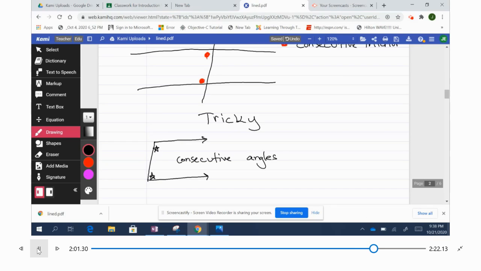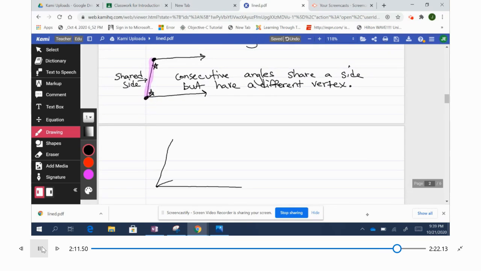Okay, just a quick explanation of consecutive versus adjacent. So now these two angles are next to each other. We want to make sure, though, that we understand they're not adjacent. They do share a side, which adjacent also does. But the difference is they have two different vertices. So that's going to be considered consecutive. Share a side, but different vertices.